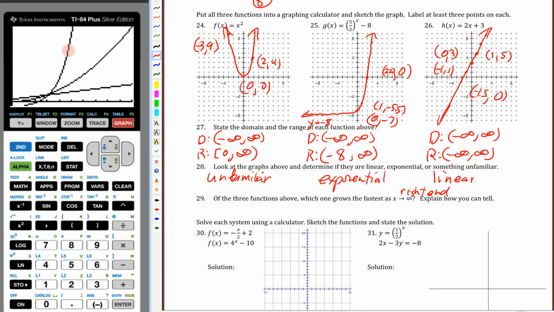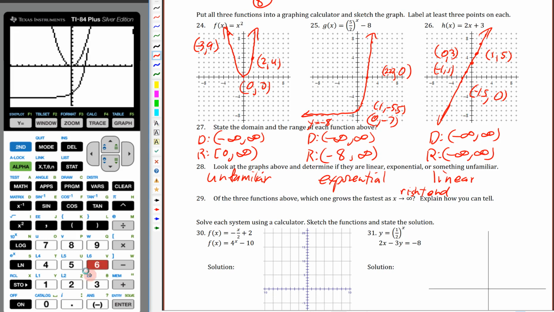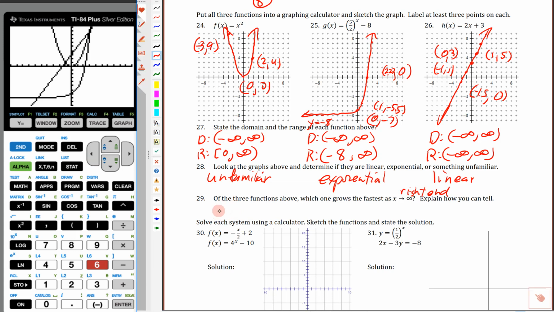So the exponential one definitely grows the fastest. But if I hit zoom and I hit 6 again, that's not really the way it looked, because the exponential started down here. It was kind of below all of those, and it had a lot of catch-up to do. But once we changed that, it definitely turned out that way. So the exponential one grows the fastest, and how can you tell? Steepest, biggest function values. Okay, anything like that would be totally okay.